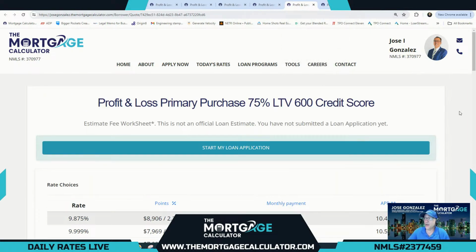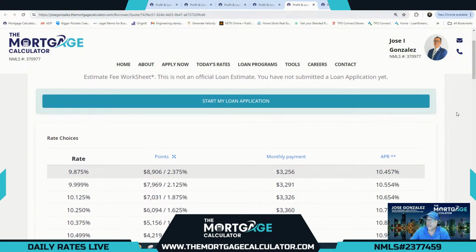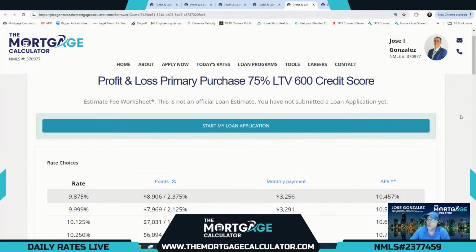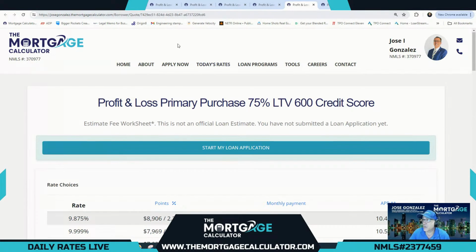Now, wanted to show you our low credit score option. We can actually take it to 75% LTV with a credit score as low as 600. Yes, that's not a typo. That's 600. So 75% will yield us 10.999, lowest cost option, almost at par. And we can buy that down to 9.875 at a cost of 2.375 points for our 600 credit score, 75 LTV primary purchase.